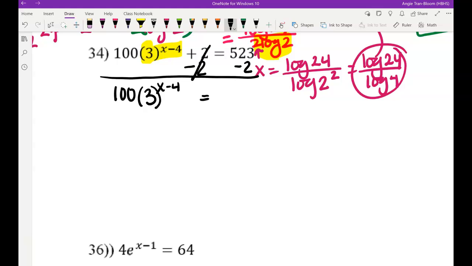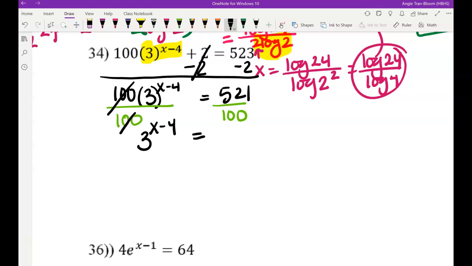523 minus 2 is 521. Now next, we are going to divide both sides by 100. Dividing by 100 is super easy. We just have to move the decimal over, okay? So 3 to the power of x minus 4 equals 521 divided by 100, move the decimal over, so 5.21. And yes, you can have 5.21 because we haven't really solved for x yet.